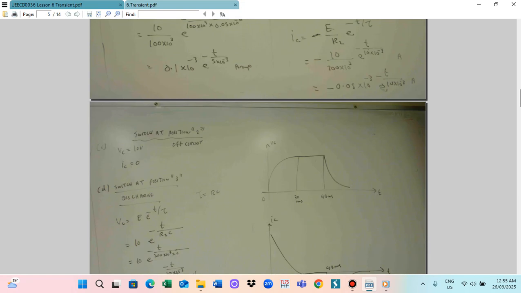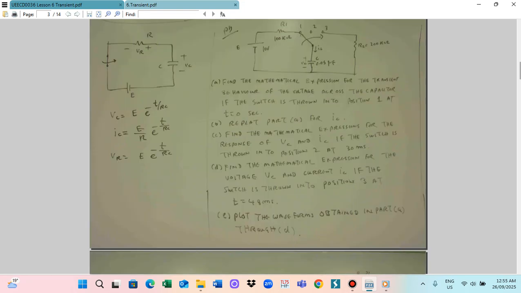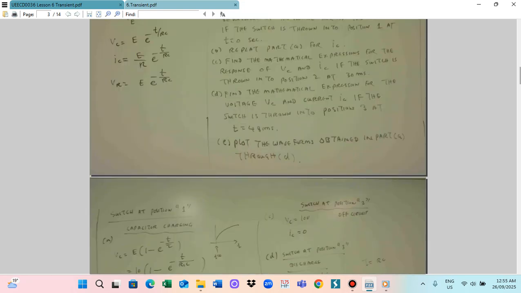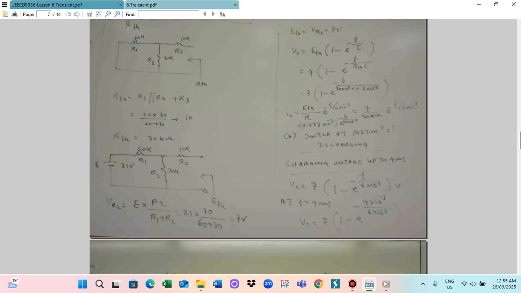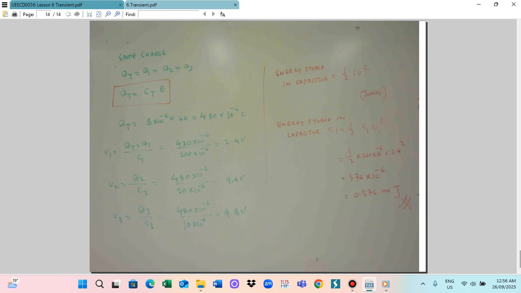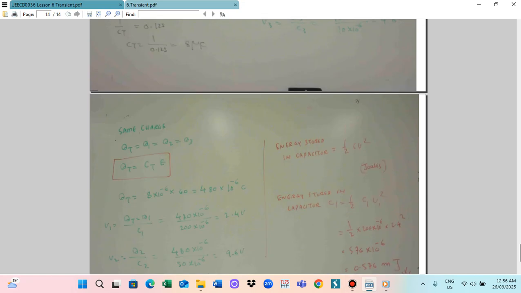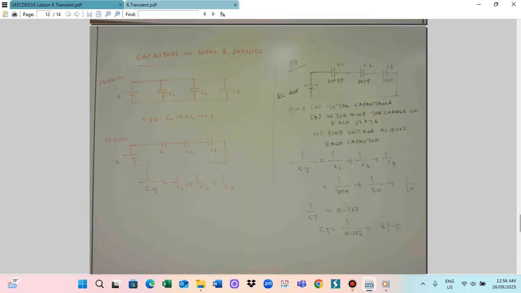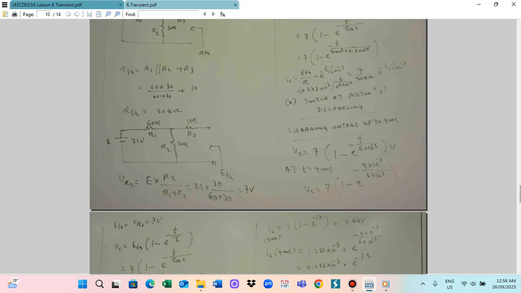So with the switch at position 1, the capacitor is charging. So we can calculate the charging voltage. VC is equal to E multiplied by 1 minus e power minus t by tau. So this is VC, so that we can calculate for the tau.